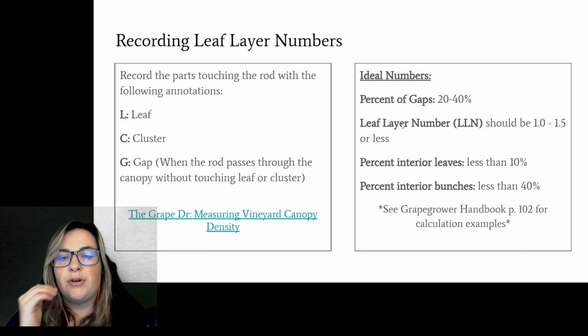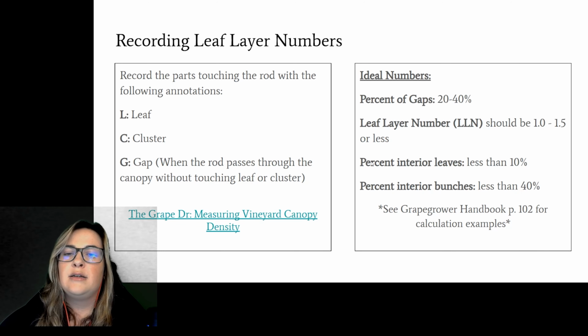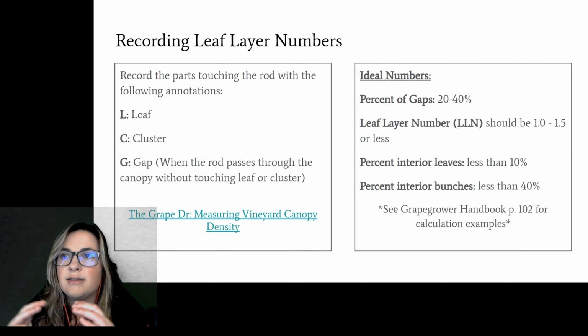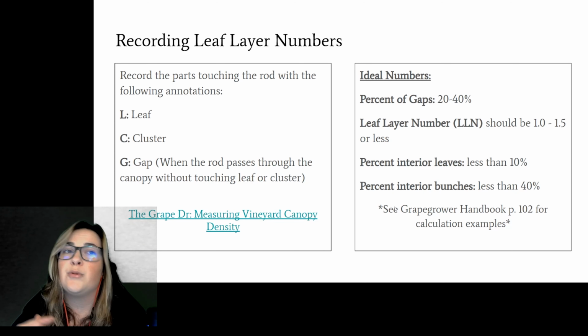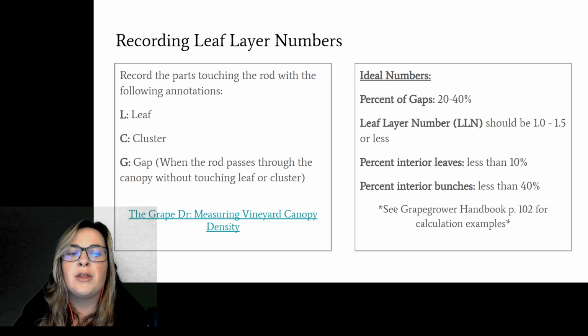So ideal numbers, we have 20 to 40% should be gaps. Your leaf layer number should be 1 to 1.5 or less. Percent interior leaves should be less than 10%, and your percent interior bunches should be less than 40%. This is a very specific calculation that's outlined in the Grape Grower Handbook. Go to page 102. There's a little gray box at the bottom of the page that has calculation examples on there. So if you'd like to perform this in your own personal vineyard at home, you can go through and look at that.